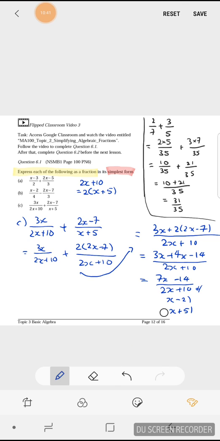You do not need to do this. So other questions, please check if you are able to simplify it further. Alright? So with that, that's all for the Flipped Classroom video 3, the last video for topic 3 basic algebra. That's all.